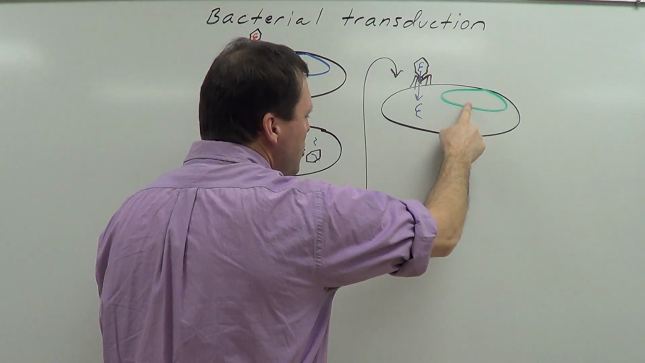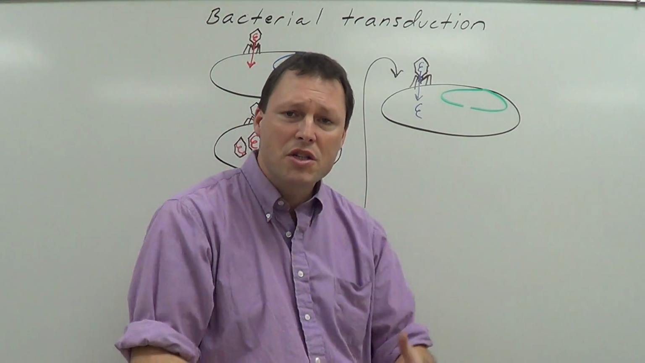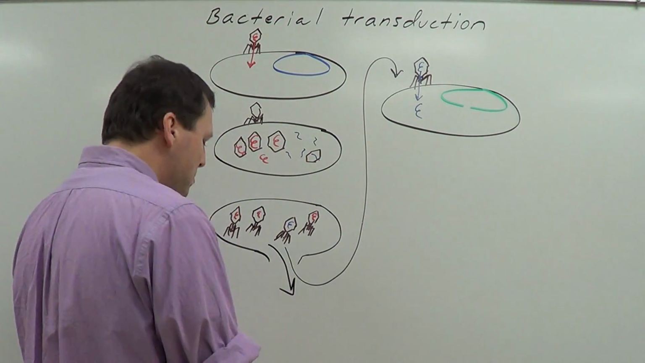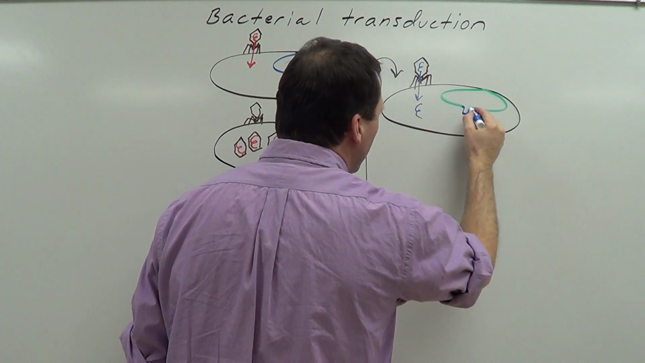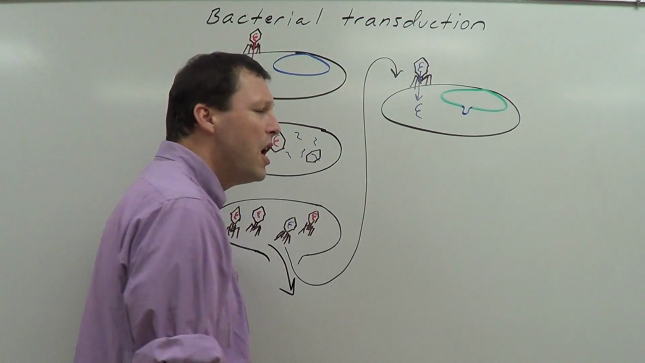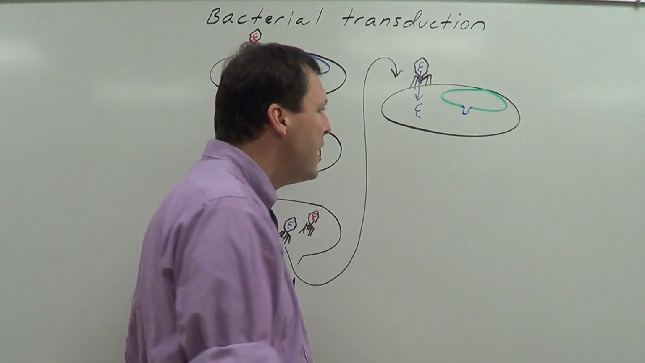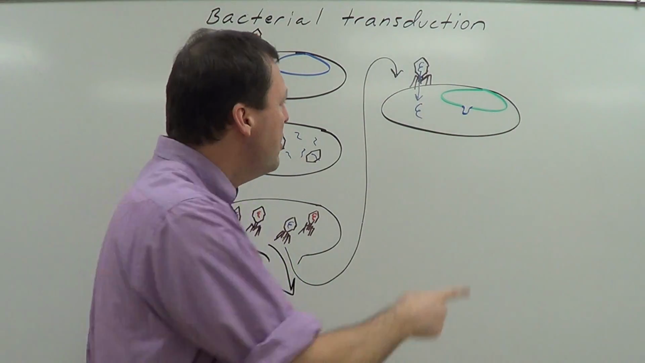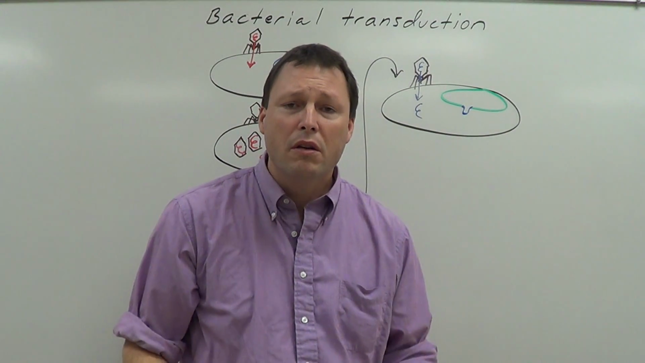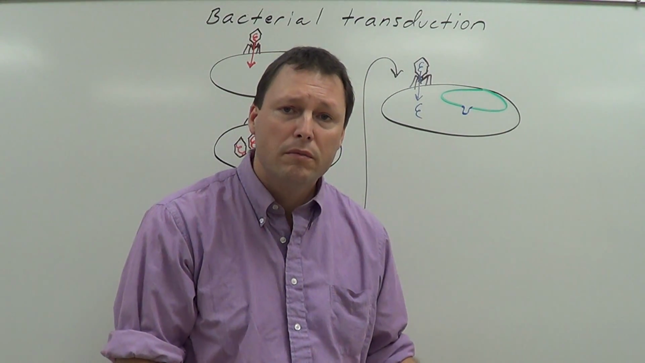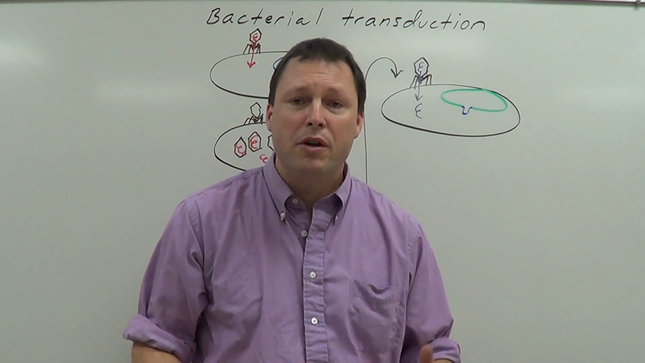If the bacteria decides that it wants that new piece of information, then a cut is going to be made between the nucleotides. We're going to break apart the nucleotides that connect that DNA together, and this piece of DNA is going to be inserted, there it is, into the host cell chromosome, into the recipient's DNA. And when that happens, this bacterial cell is now going to have the ability to do something that it couldn't have done before. And that's going to be it for bacterial transduction.